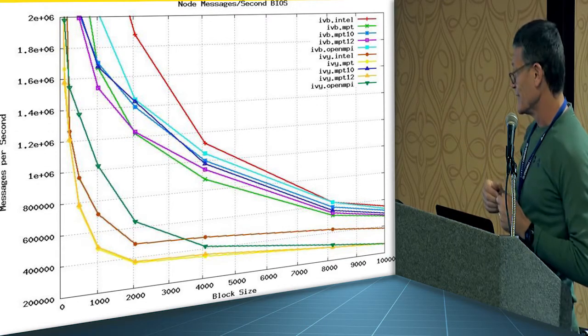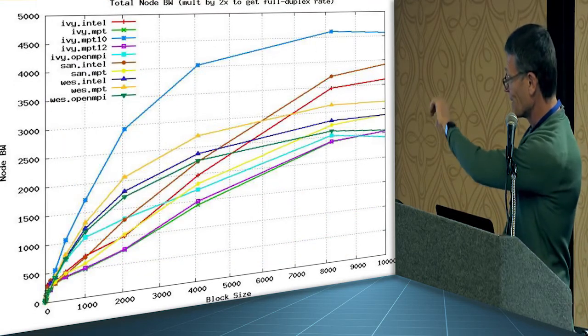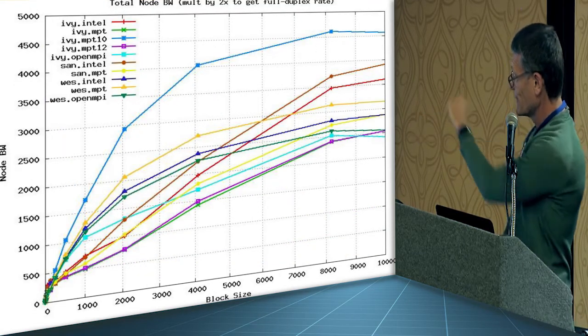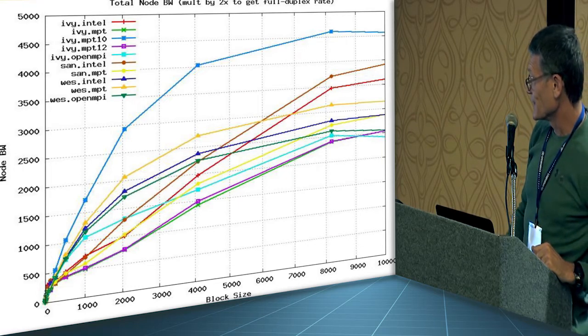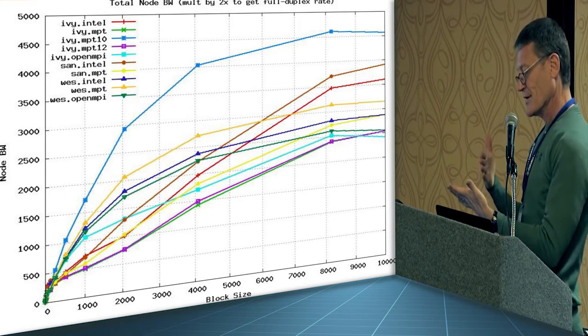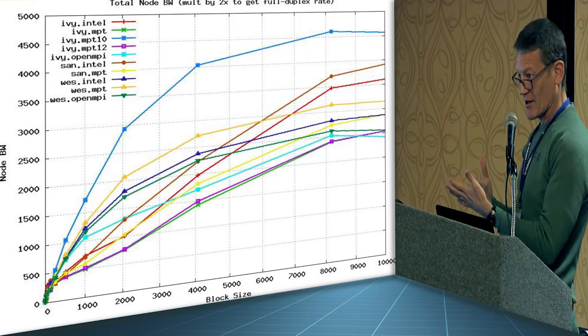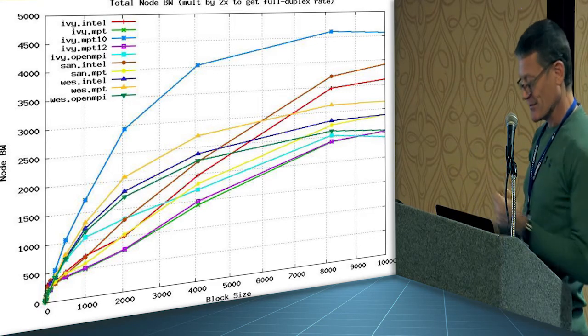And then this is the bandwidth side of the story. Again, the fastest one here was the 10 threads on a single socket of the Ivy Bridge, with the InfiniBand card plugged into the socket of that 10-core system.